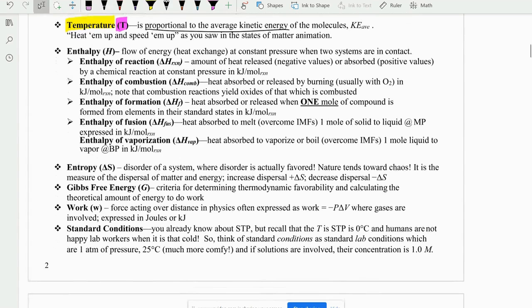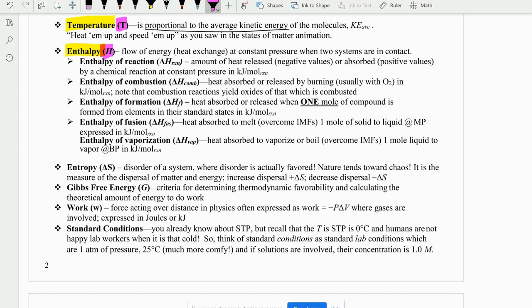Now, when we talk about the first law of thermodynamics, that's when we're talking all about enthalpy. We're going to say enthalpy. Say it with me, enthalpy, and we're going to use capital H to represent enthalpy. Now, enthalpy is very similar to heat, all right? In fact, it is equal to heat at a constant pressure. Needless to say, it's described as the flow of energy or the heat exchange in a chemical reaction.